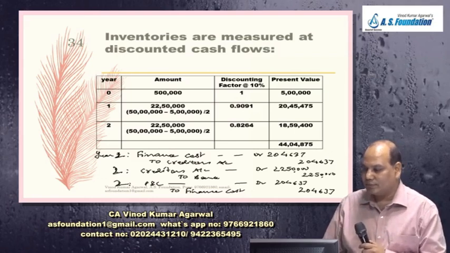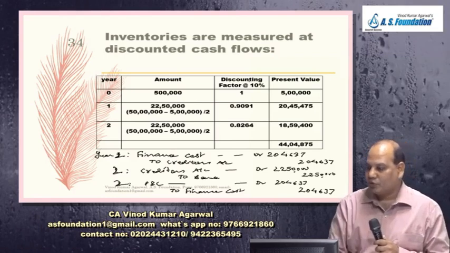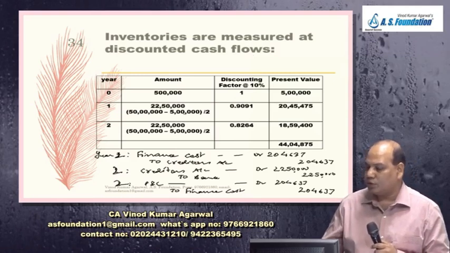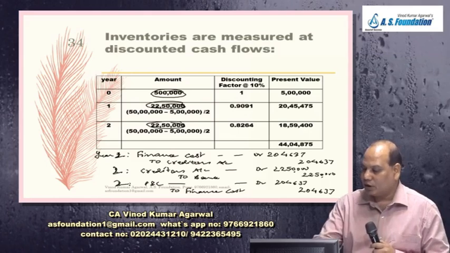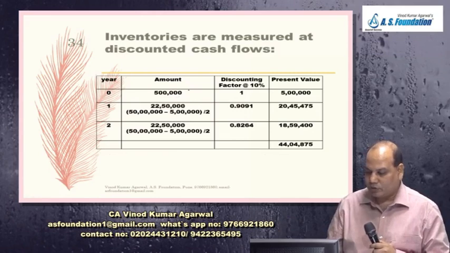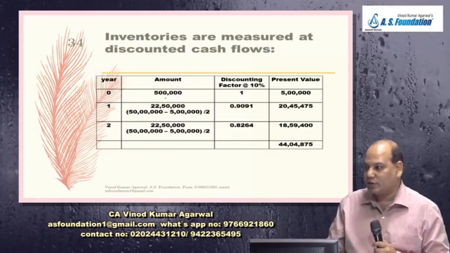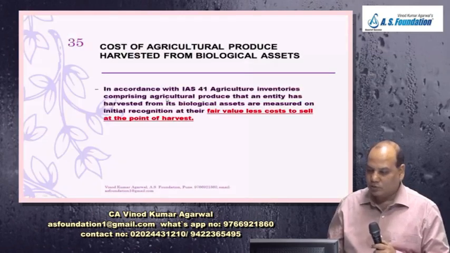So this is a problem on deferred settlement purchases. They can give you the question in any way, you can solve it like this. First find out the present value of the cash flows like this, and then you do the accounting in this format. Okay. Write a note: it is assumed that the inventory is not a qualifying asset.